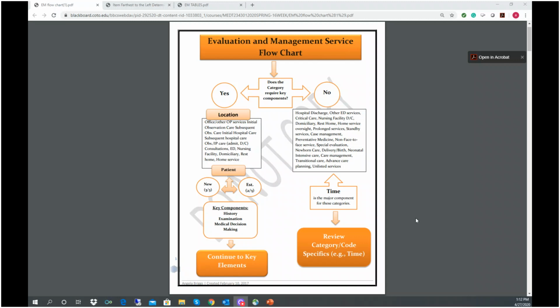On the ones that require key components, we're looking at whether the patient is a new patient, meaning they haven't been seen in the last 3 years by that provider or someone within the same subspecialty or group. Or are they established? If they're new, we need 3 of 3. If they're established, we need 2 of 3. Our key components here are history, examination, and medical decision making. So you're going to continue on with those.